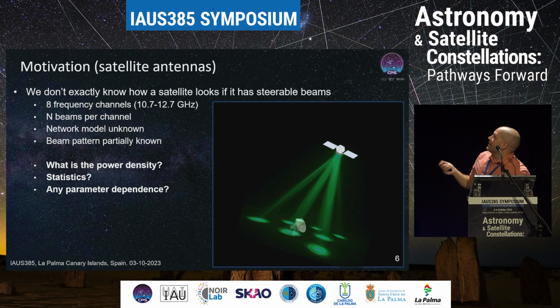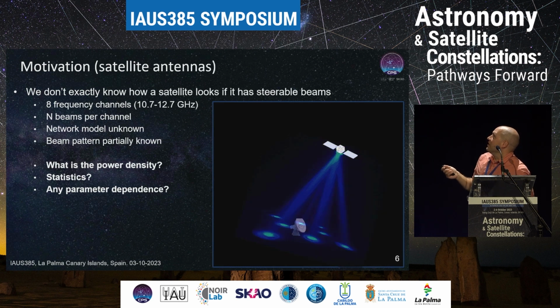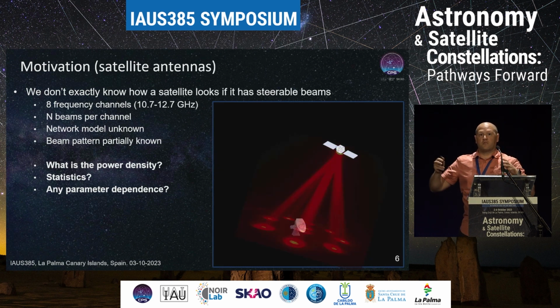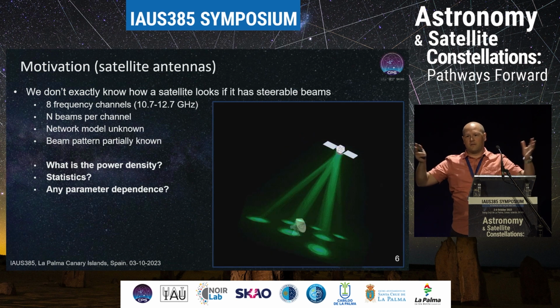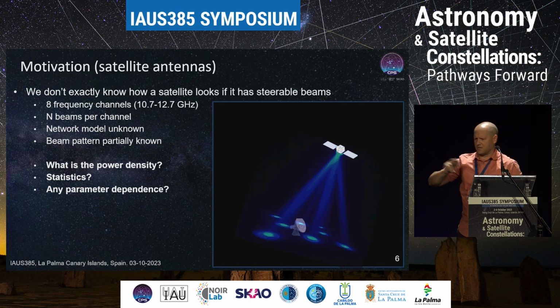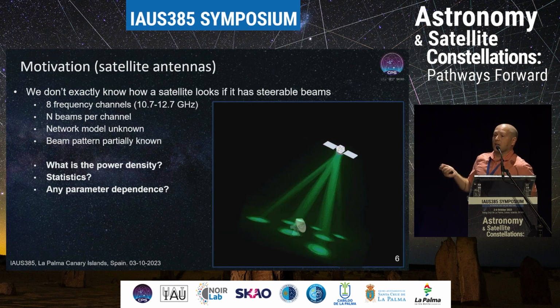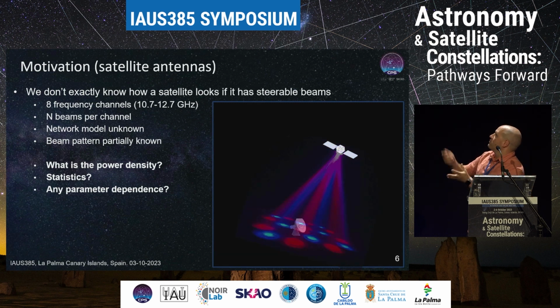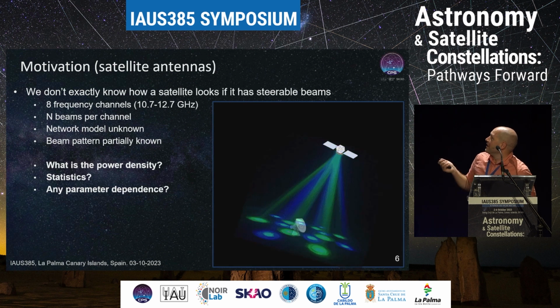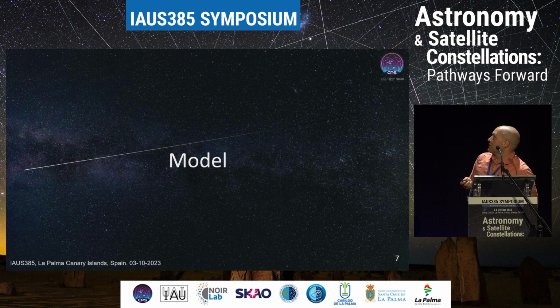So we don't really know what is the power density other than these rough assumptions of, let's think that the thing is a sphere and radiates everywhere the same power, which is quite bad. So we also don't know the statistics of that, right? We have no idea how the statistics really look like. And we don't really know if there are some parameters that we can use for dependency.